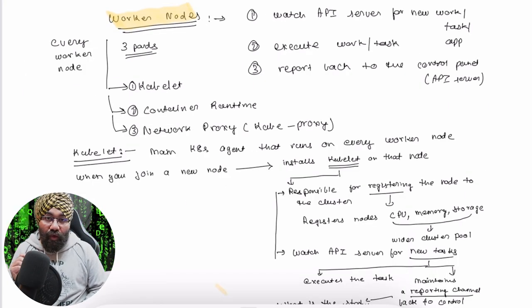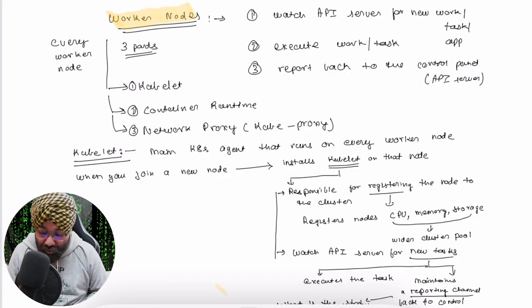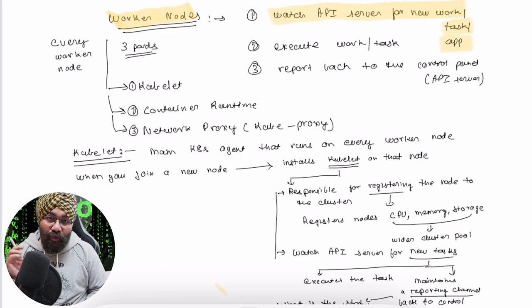Okay, so the worker nodes have these three important functions. The first function is that they watch the API server for new tasks or apps. So they keep watching the API server whenever a request comes to deploy a new service or perform a new job or run anything new. They are already waiting for their chance. They keep on watching the API server.